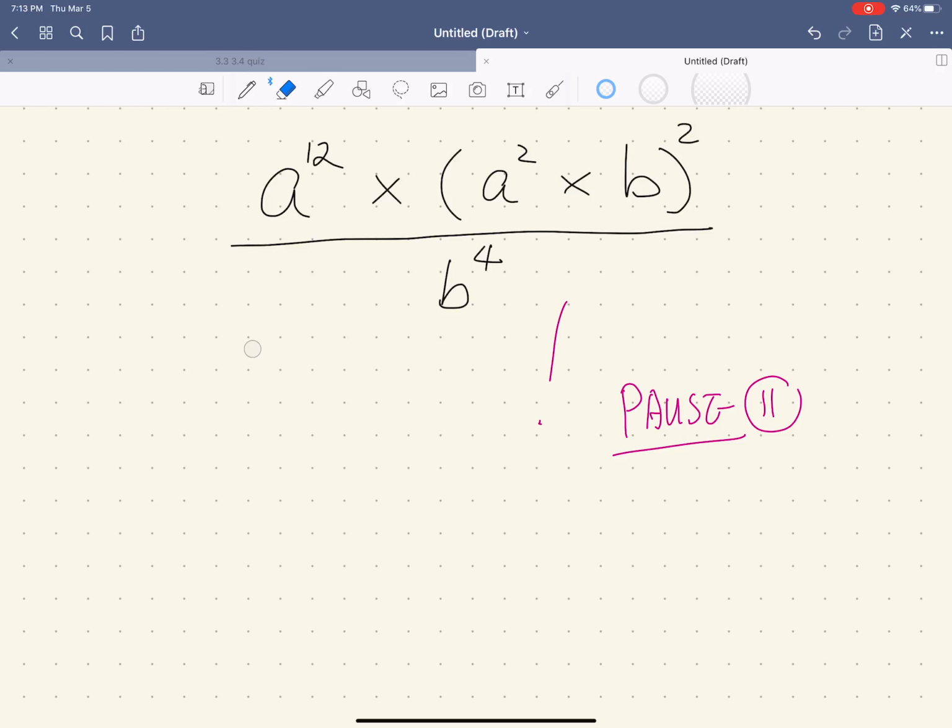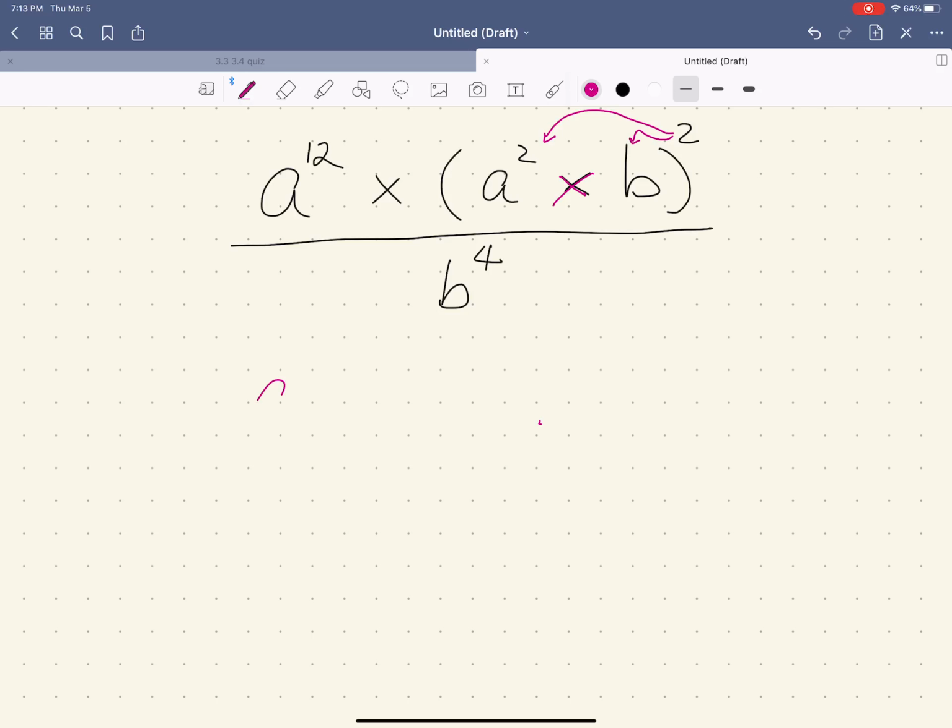Okay, I'm going to talk about it. So, expand it, of course. The 2 exponent applies to this, applies to this. Why can you do that? Because it's multiplying here. Okay, the rules apply. So I'm going to rewrite everything. I want to expand there. So a to the power of 4 times b to the power of 2.